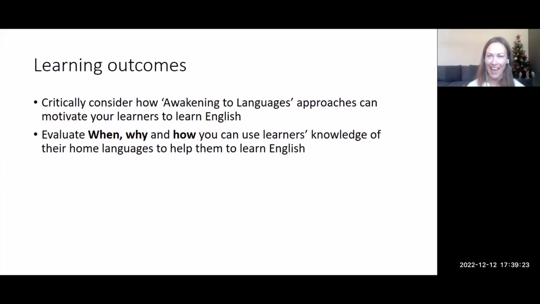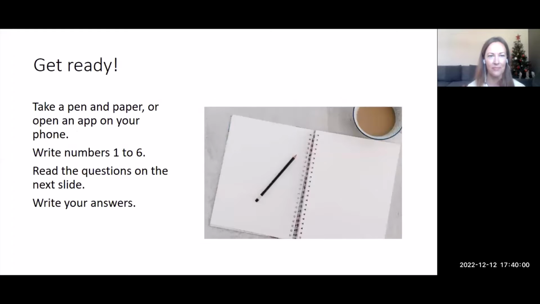So your first task, if you have a pen and paper handy, please get it now, because I'm going to ask you to think about some situations and write down your answers. If you don't have a pen and paper, maybe you can find an app on your phone where you can take some notes, but it's important you can have a record of your answers so that you can refer back to them later. So don't just put them in the chat or in the comments now. You need somewhere you can record it. So get yourself an app or a pen and paper. I'd like you to write numbers 1 to 6.